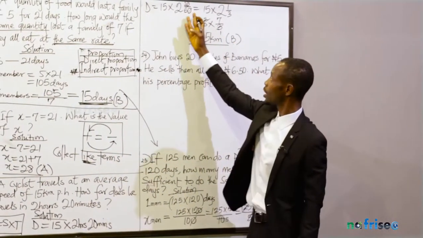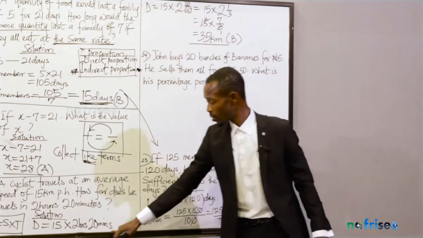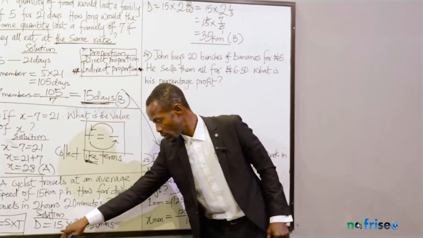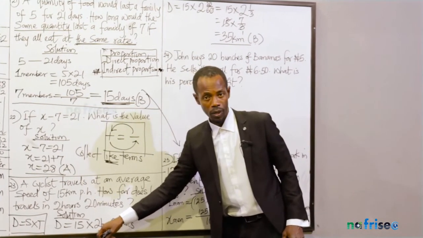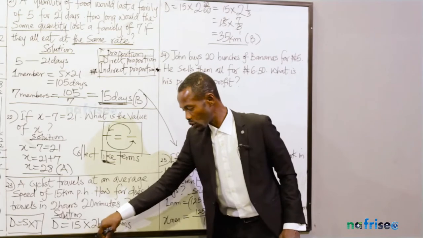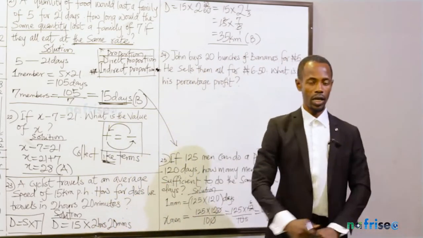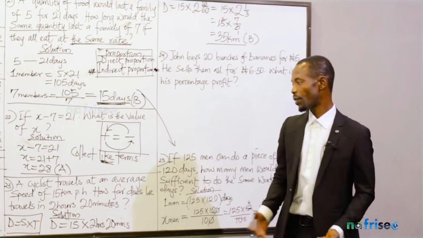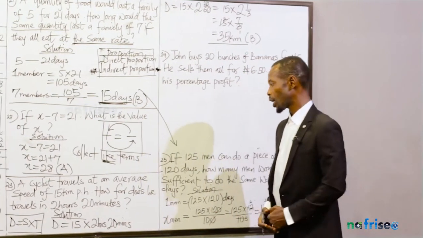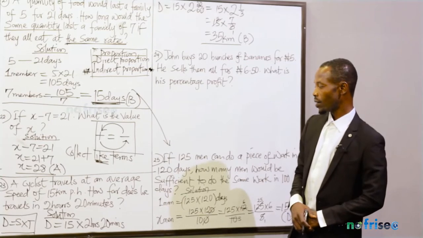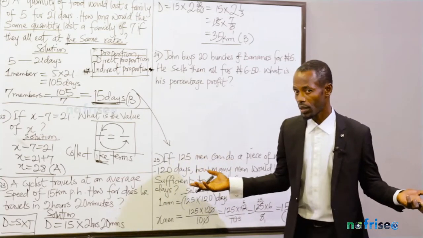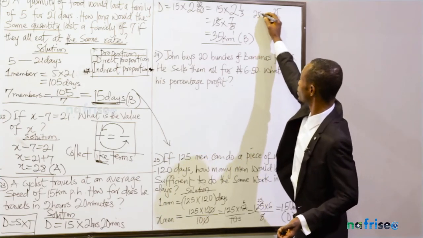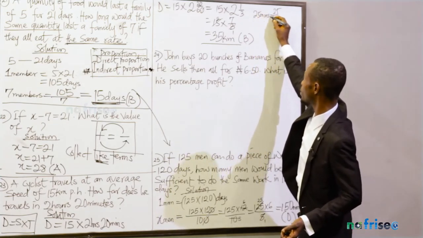Normally, they didn't give you the time in minutes. You just use the 15 times 2. But if they are not placed 2 hours at all, assuming they had said, okay, a cyclist travels at an average speed of 15 kilometers per hour for, let's say, 25 minutes. 25 minutes will be 25 over 60. You cannot times, do not try to times minute like that.